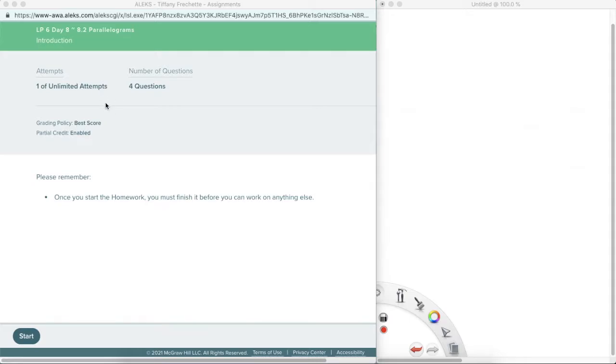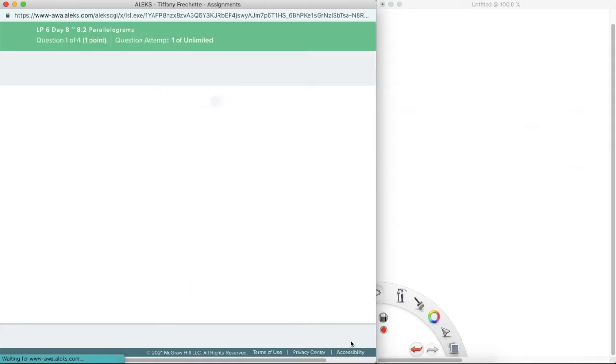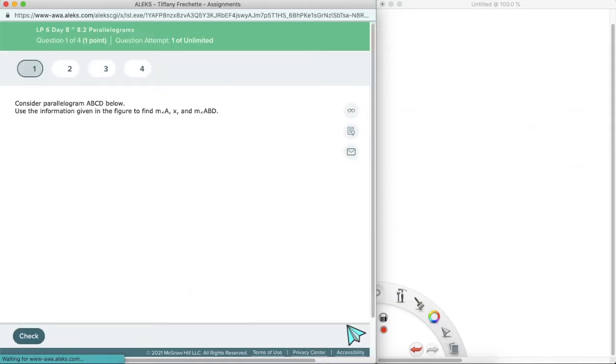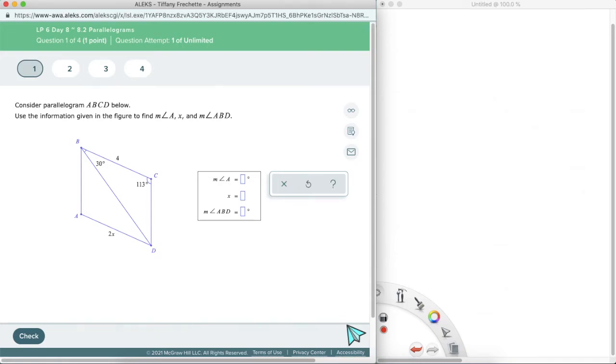And partial credit is enabled, so if you answer one of 4 questions correctly, you get credit for 1 question, or however many you answer correctly. Down here it says, please remember once you start your homework, you must finish it before you can work on anything else. What that means is once I click Start, down in the bottom right corner, you will see a Submit Assignment button. I don't see it on my teacher preview here, but you will see it on your student side. This is how you finish an assignment, is by clicking this button.